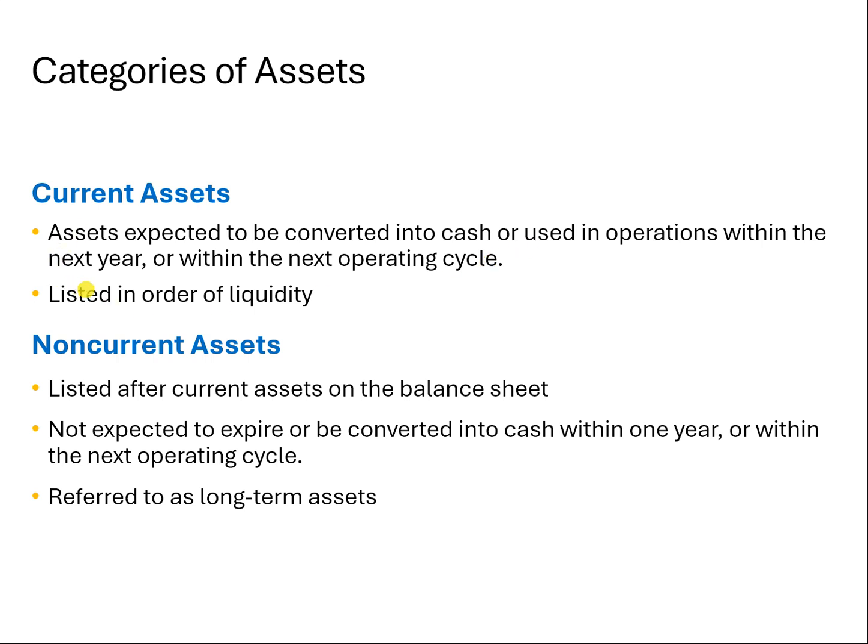Current assets are reported on the balance sheet in order of liquidity. So the most liquid asset will be reported first. Cash is always reported at the top of the balance sheet. Next, we have the non-current assets. Those are assets not expected to be converted into cash or be used within the next year. They can also be called long-term assets.